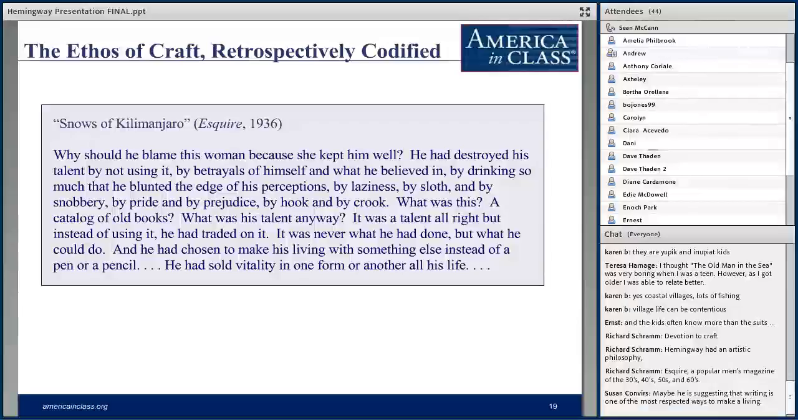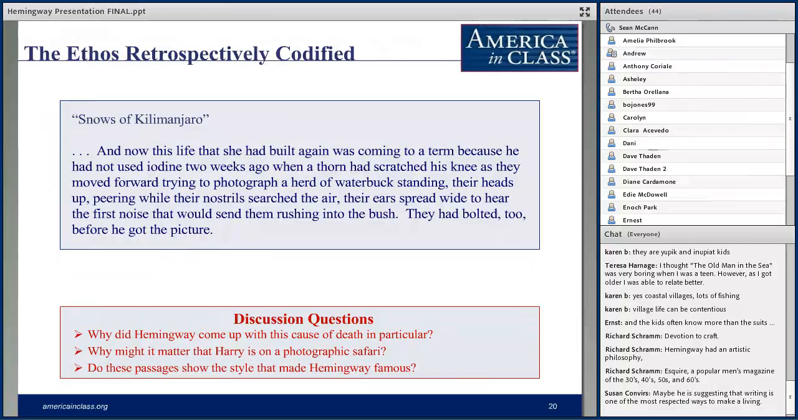That he's something other than a pen or a pencil is a penis. And that is selling vitality instead of producing it. So, yeah, a truly ugly kind of suggestion here, but consistent with the whole philosophy of art. That helps, I think, to clarify why this cause of death in particular.